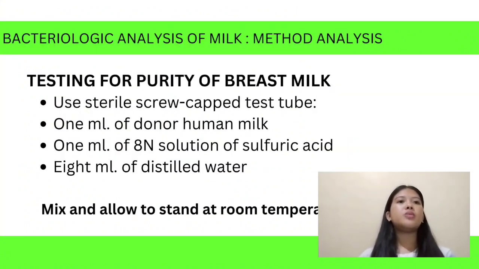The next method would be testing for purity of breast milk. This test is randomly done to check for adulterated breast milk. We should use a sterile screw cap test tube, 1 ml of donor human milk, 1 ml of 8N solution of sulfuric acid, and 8 ml of distilled water. Take note to mix and allow to stand at room temperature for 5 hours.